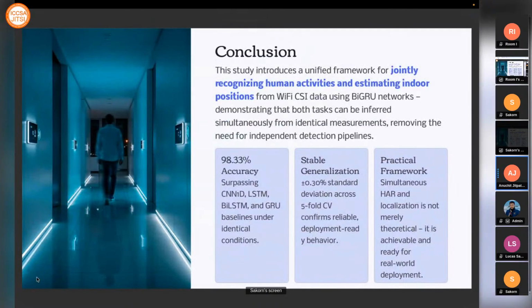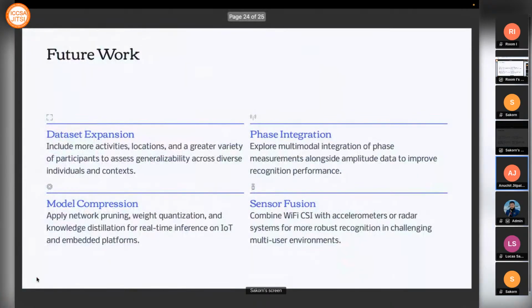To conclude, this study introduces a unified framework for jointly recognizing human activities and estimating indoor positions from Wi-Fi CSI data using BiGRU networks, demonstrating that both tasks can be inferred simultaneously from the same measurements, removing the need for separate detection pipelines. Our model achieves 98.33% accuracy, surpassing CNN1D, LSTM, BiLSTM, and GRU baselines under identical conditions.